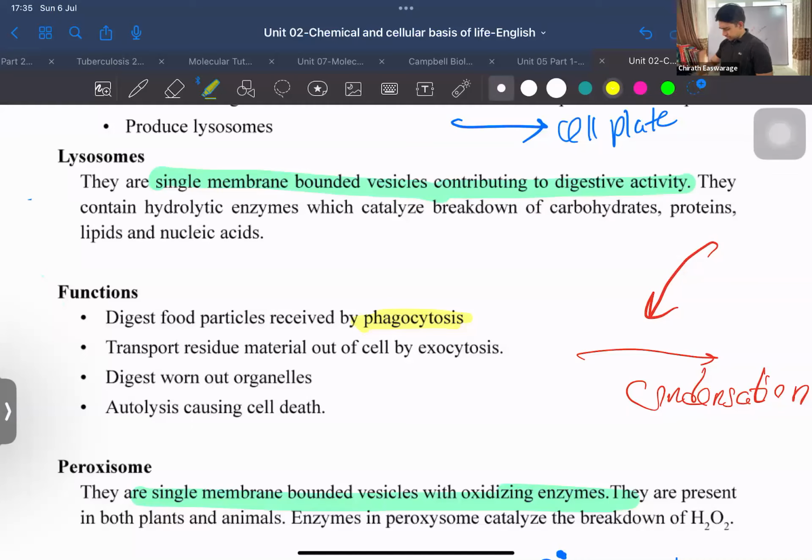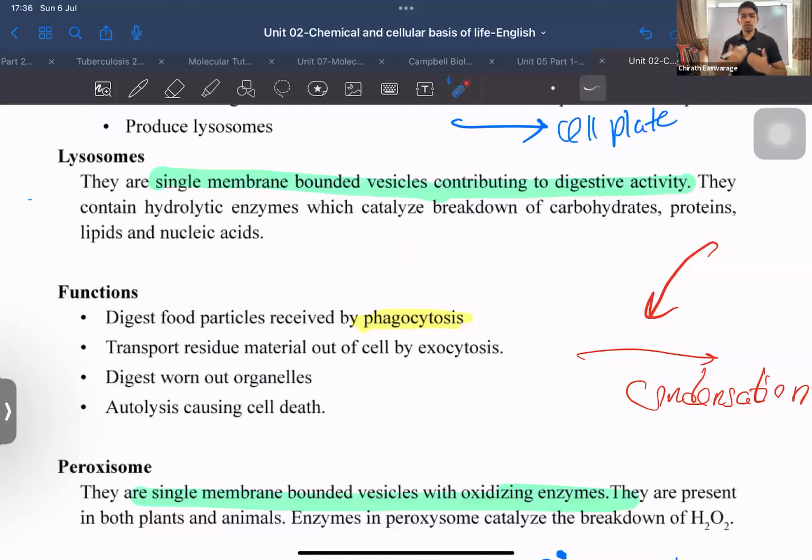Then here it says, what are the contents of these lysosomes? Hydrolytic enzymes, which catalyze the breakdown of carbohydrates, proteins, lipids, and nucleic acids. So what are hydrolytic enzymes? They do hydrolysis. How do they do hydrolysis? What is hydro? You are adding water.